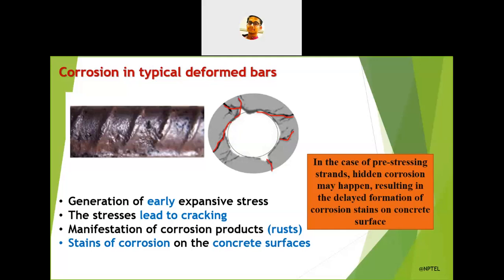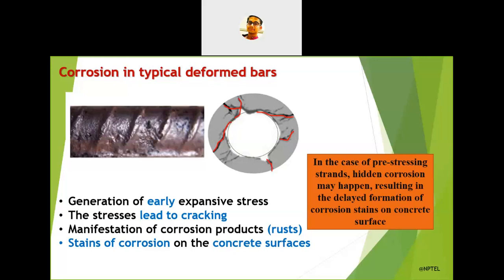So in the case of pre-stressing strands, some hidden corrosion may happen. We may not see the expansive stress we generally see in the case of deformed bars. In pre-stressing strands, we may not see the corrosion strains or cracks in the concrete system, because of the space available in between the strands. We'll discuss this in detail in the upcoming webinars.